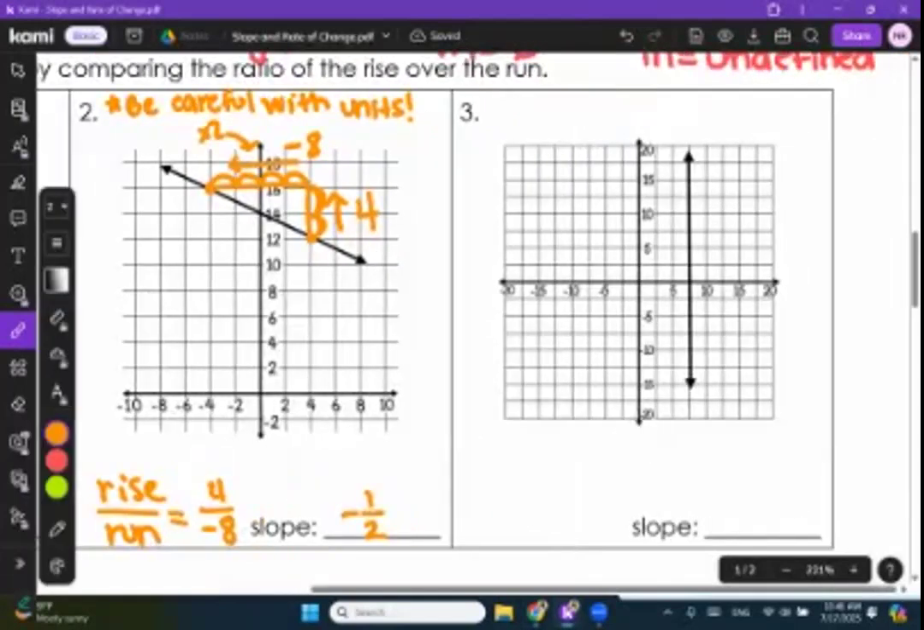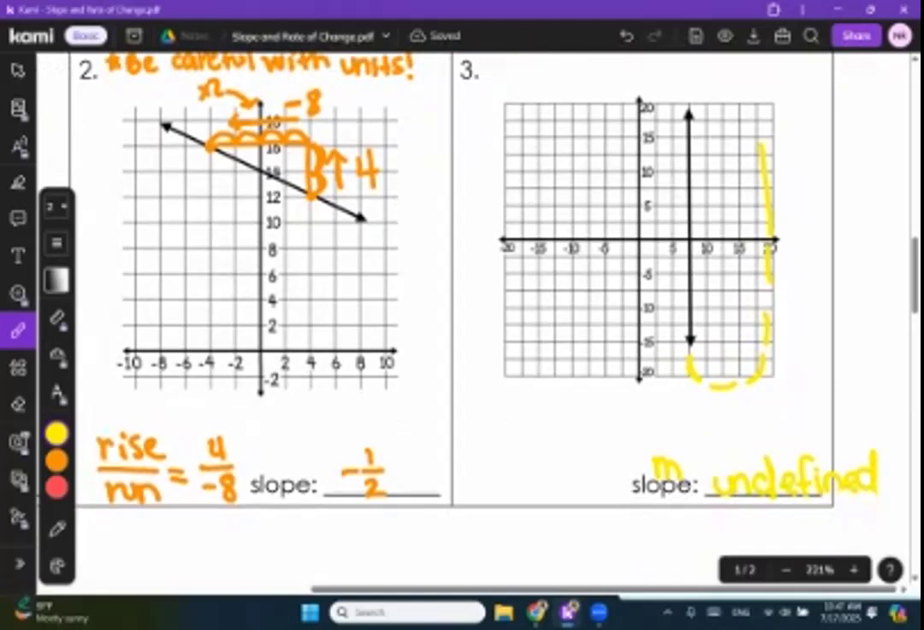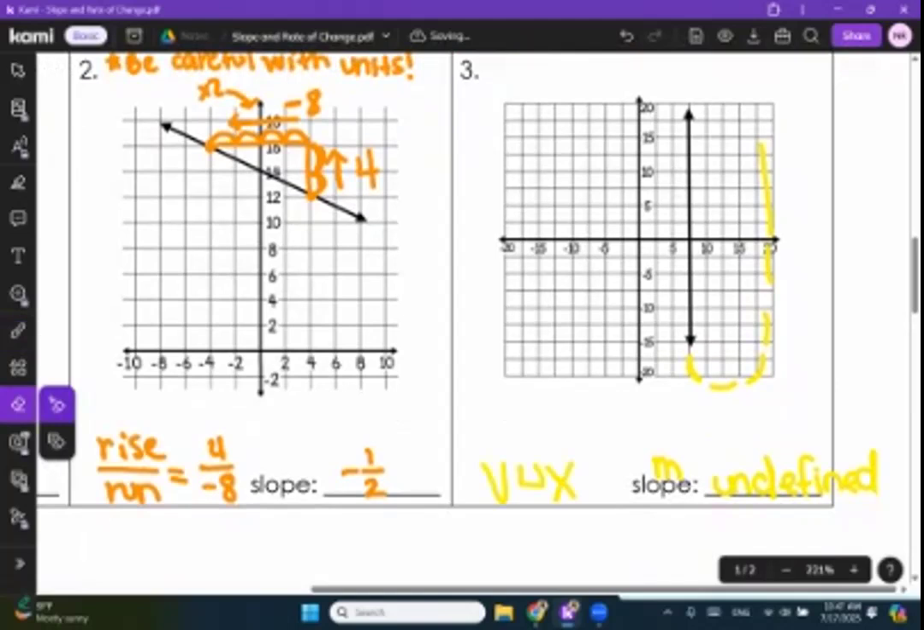And this last one here should be hopefully a little easier. You have a vertical line. Vertical lines can be turned into the letter U. And what does the U stand for? Undefined. So the slope is undefined. It is a vertical line. You can also use the acronym VUX to help you out. The U in VUX stands for undefined. All right, turn the page.